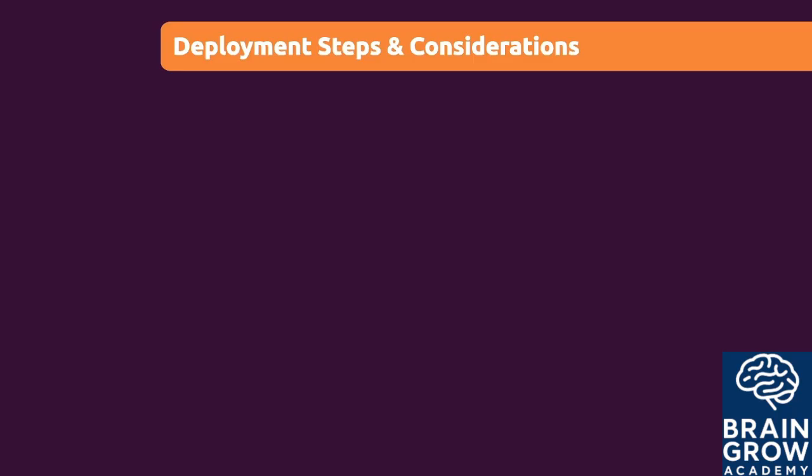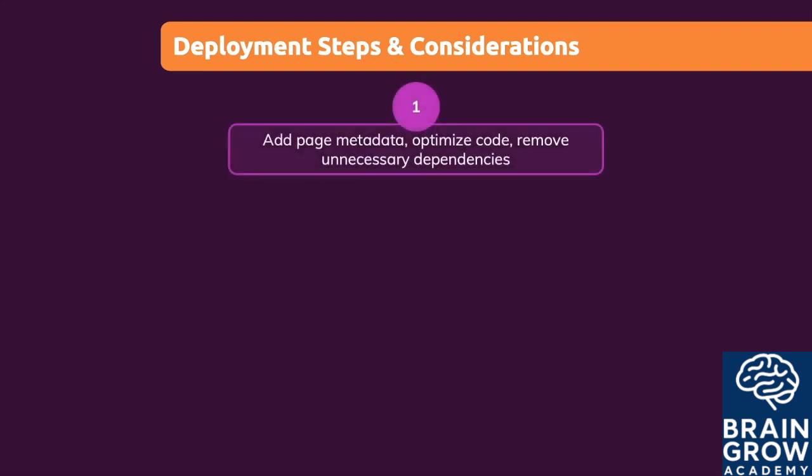So now that we know how we can build our site and what the implications are, let's take a look at general deployment steps and considerations, no matter how you will build your site. The first step should always be that you double check all your pages. You make sure you added all the head metadata to all your pages, titles, descriptions, whatever else you might need. Of course, you want to optimize your code, remove console log statements, shrink it as much as possible, things like that. And you want to remove unnecessary dependencies and make your code as small and optimized as possible.